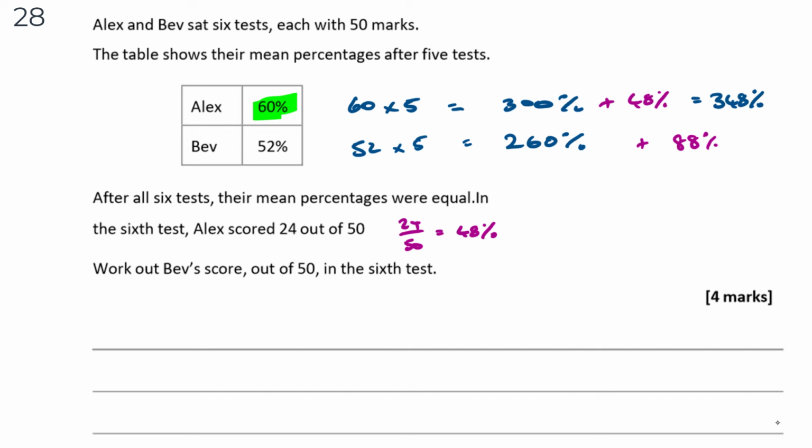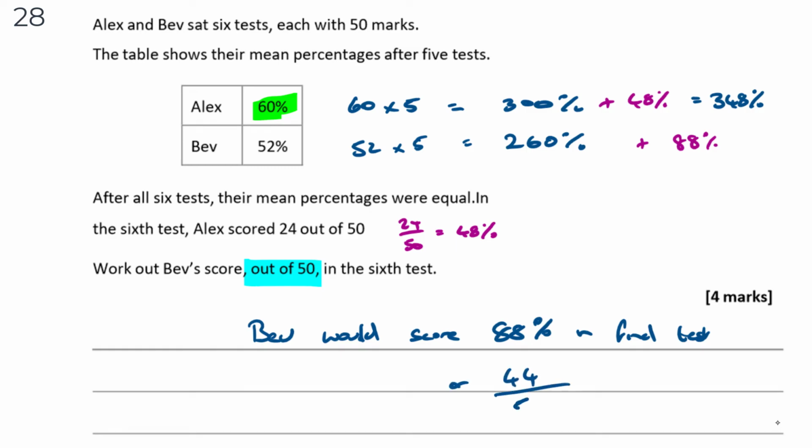Okay, so that means Bev would score 88% in the final test, but it wants it as a score out of 50, annoyingly. So we're going to have to convert that back. If she got 88%, then that is going to be 44 out of 50, isn't it? Okay, so that's her final answer, 44 out of 50.